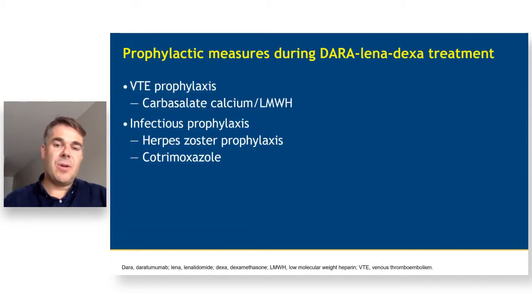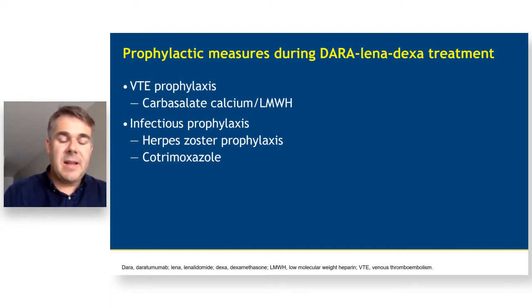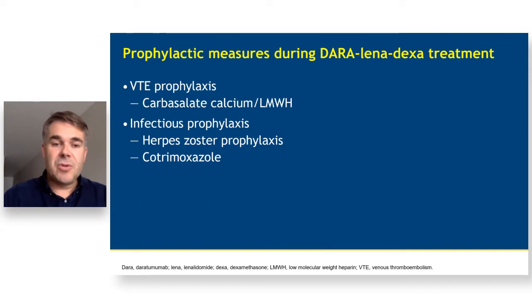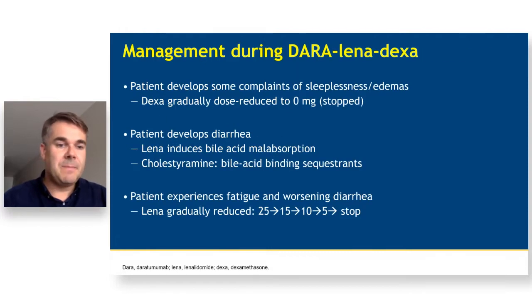Other aspects, of course, are giving our patients the appropriate prophylactic drugs. And when you put a patient on dara-landex, I think it's important to start thrombosis prophylaxis with aspirin or LMWH, low molecular weight heparin. You have to start infectious prophylaxis. I give my patients herpes zoster prophylaxis with acyclovir in this regimen. And I also give my patients cotrimoxazole to prevent respiratory tract infections and PJP. And I give my patients a proton pump inhibitor.